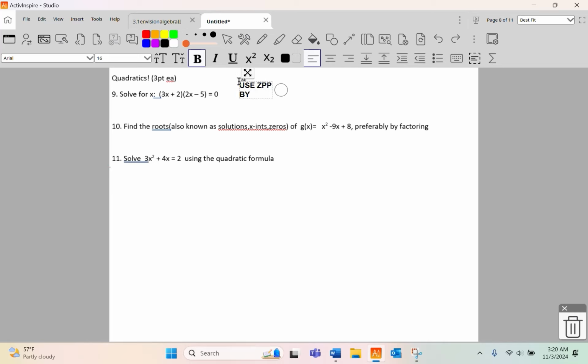So by the zero product property, 3x plus 2 is zero, or 2x minus 5 is zero. So this is a simple two-stepper. Subtract 2 from both sides, divide by 3. x is negative 2/3. Will kids miss this?